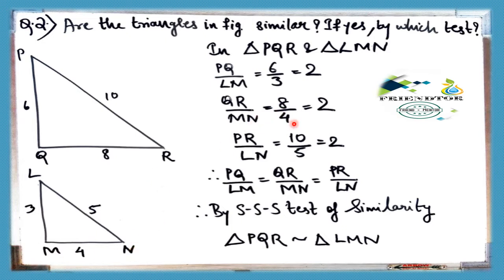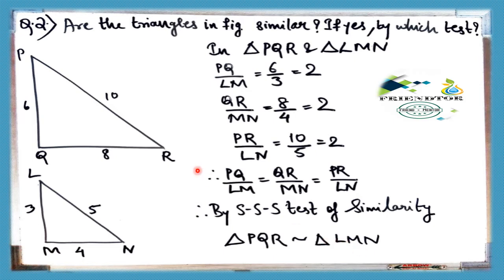Next, let's check QR upon MN. So 8 upon 4 is equal to 2. Again, PR upon LN is 10 by 5. Again it is 2. So if you observe, all three pairs of corresponding sides are in the same ratio. So PQ upon LM is equal to QR upon MN is equal to PR upon LN. Therefore, by the SSS test of similarity, triangle PQR is similar to triangle LMN.